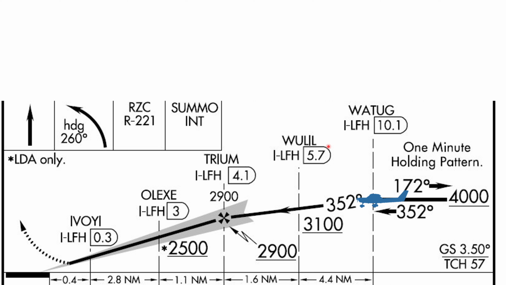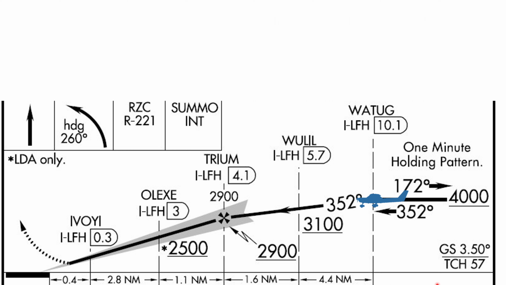When you get to 5.7 nautical miles, make sure you're either at or above 3,100 feet. And if it appears that you won't be, then you do need to intervene, with vertical speed or something like that. But the approach is designed so that you will cross Wooleel at or above 3,100 feet. And then we can just track the glide slope the rest of the way down to decision altitude.